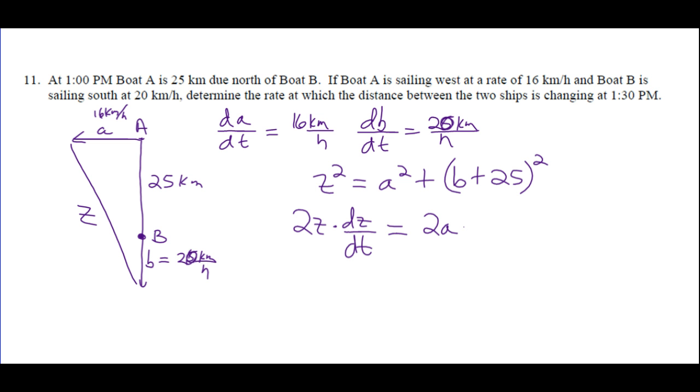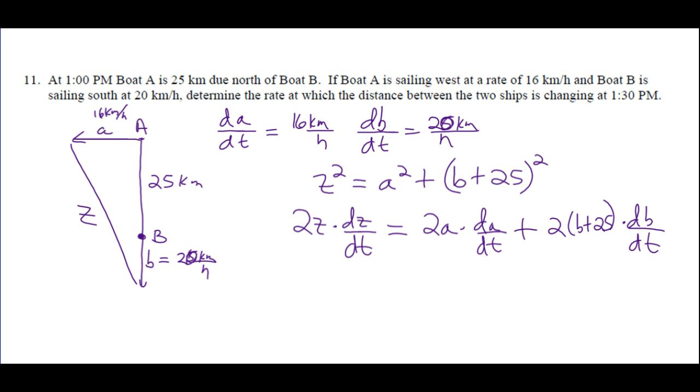We want to know the rate at which that's changing. So we got 2a times dA by dt, which we know, right? dA by dt. Plus, derivative of this is 2 times (b plus 25) times dB by dt. And you don't worry about the rest of it, right? Because it's just a b, which is a 1, and then a constant, which is 0. So there's the derivative with respect to time of both sides.